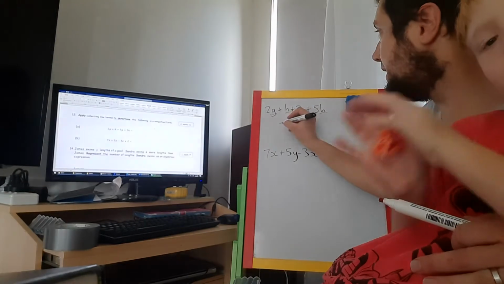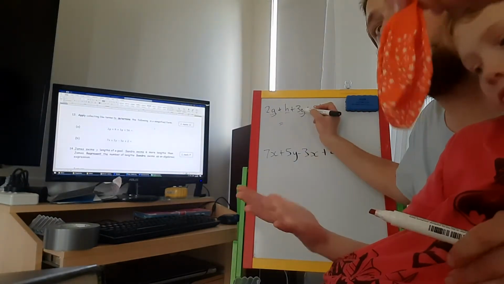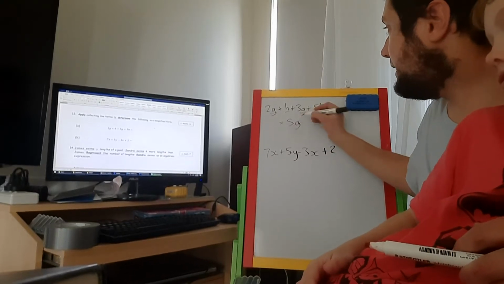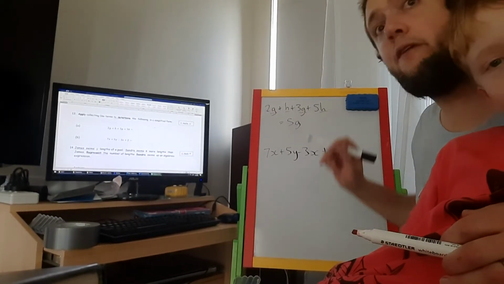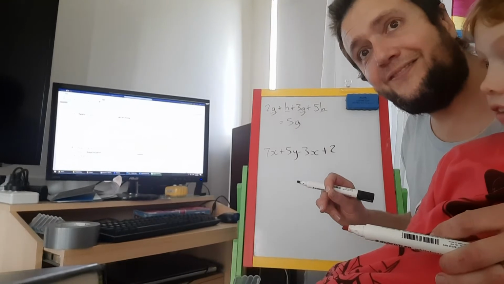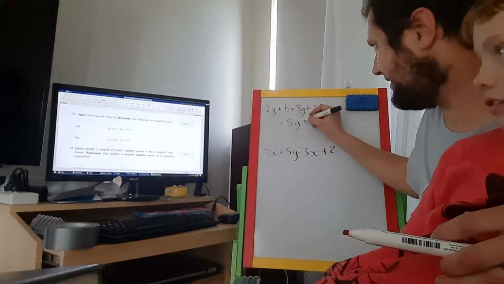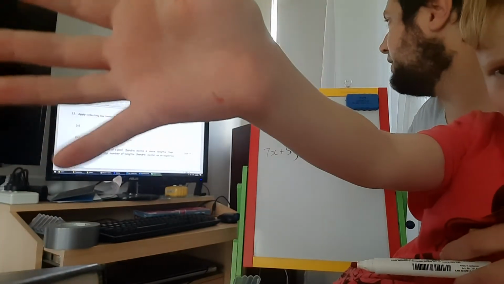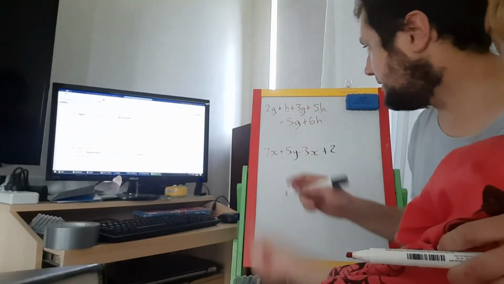So what does that mean we're going to get, guys? What's 2G plus 3G? 5G. And what's H plus 5H? 6H. That's right. H by itself is just 1H. So 1H plus 5H, 6H.